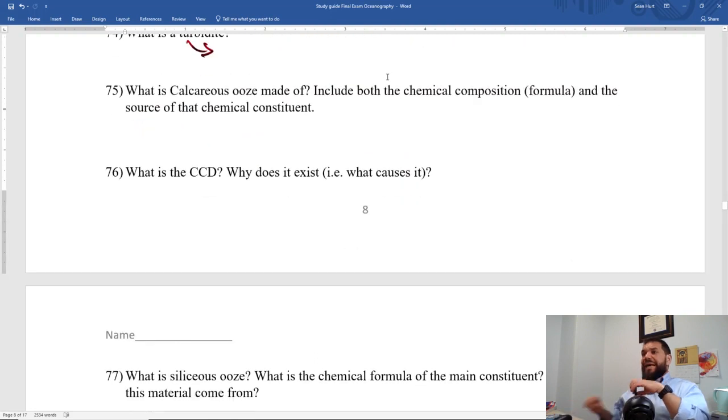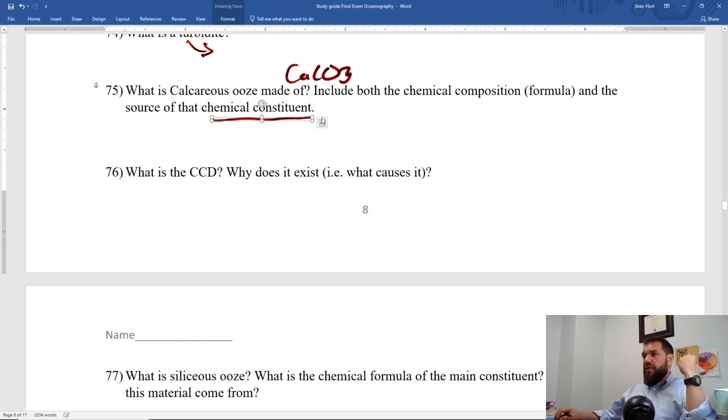All right. Now, what is calcareous ooze made of? It's made out of calcium carbonate. Okay, and remember, it reacts with acid. Okay, so calcium carbonate, CaCO3. The source of that chemical constituent is, of course, the calcareous ooze. The chemical constituent, calcium carbonate, is made of the coccolithophores and foraminifera shells. Okay, the shells of the plankton organisms.